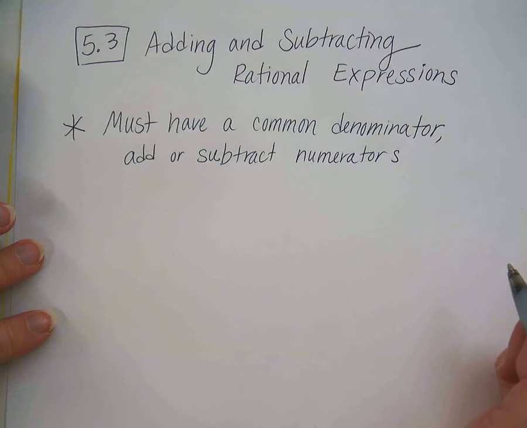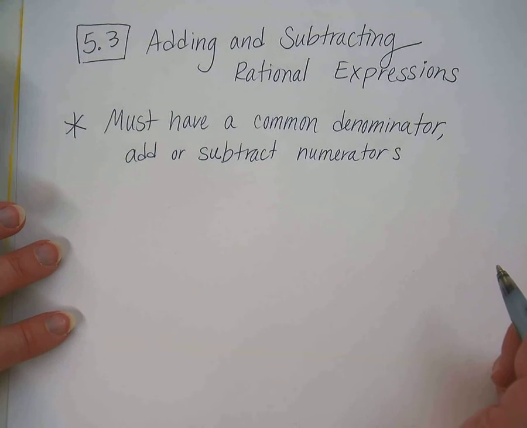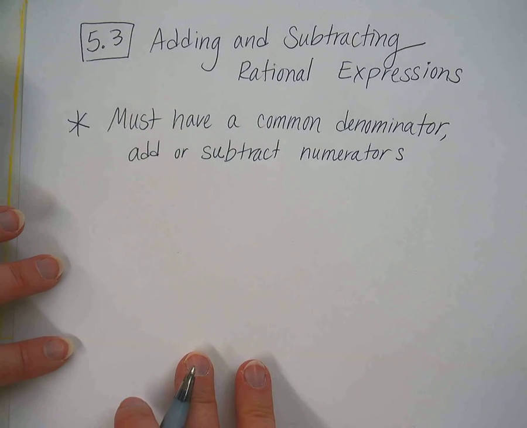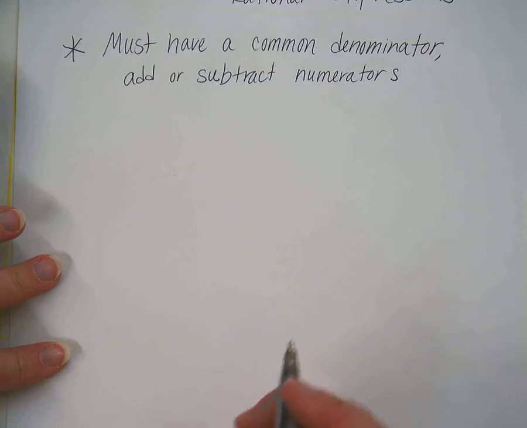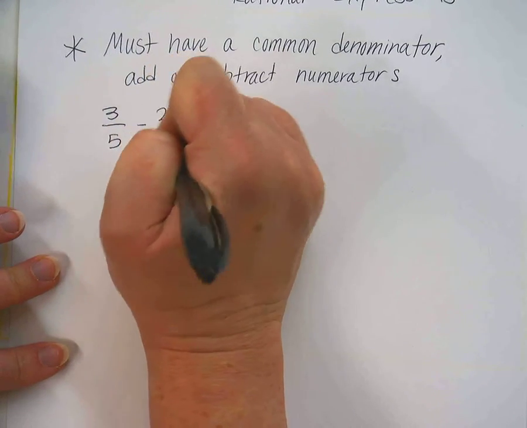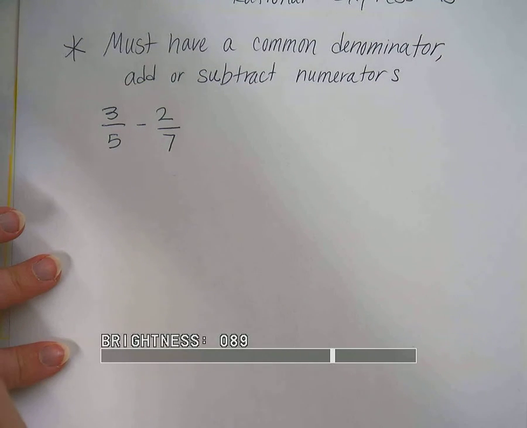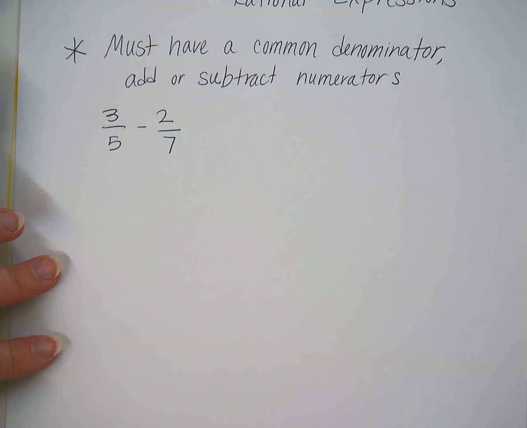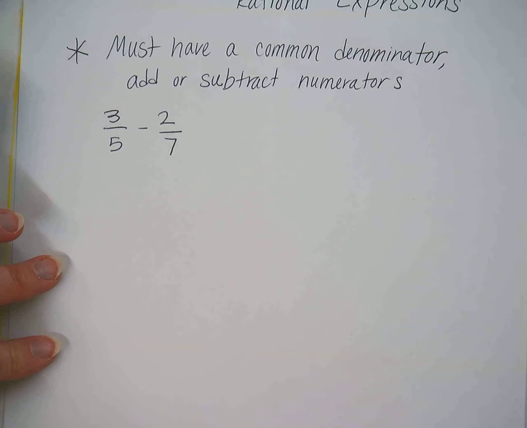Okay, so let's just refresh our memories on this process by just taking a basic problem here. So let's do 3/5 minus 2/7. So do we just go 3 minus 2 and 5 minus 7? No. First of all, they don't have a common denominator. So that's the first step, is to get a common denominator.